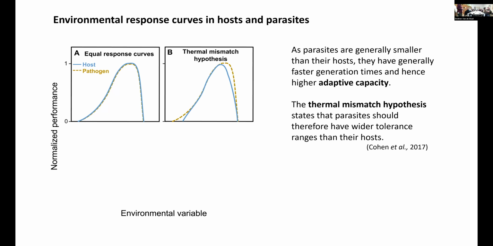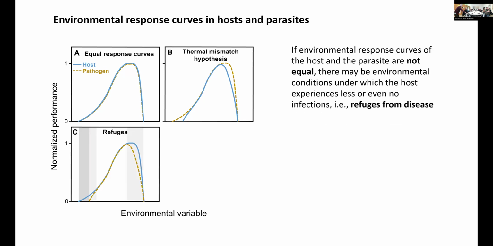There's a thermal mismatch hypothesis out there, which basically says parasites are in general smaller than the hosts. They have faster generation times. They have higher evolvability or adaptation capacity. So they should have a broader tolerance range than the host. So you would actually get this shift. And of course, they make it a little bit more complicated, but in a nutshell, it comes down to that.